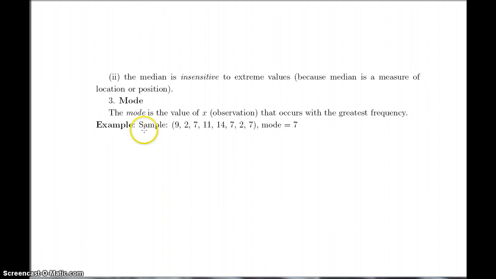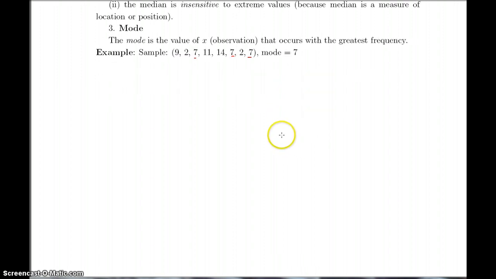The mode is another way of measuring the sample average, which is usually the value that occurs the most frequently. That's simple. So if I have a set of measurements like this, I notice that 9 occurs once, 2 occurs twice, 7 occurs, here it is, 3 times, 11 and 14 occur each one. So my mode is 7 because it occurs with the highest frequency.